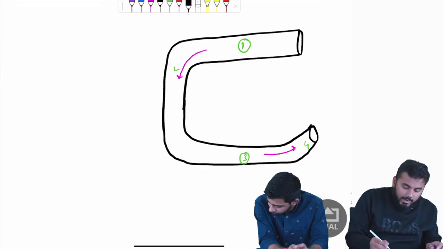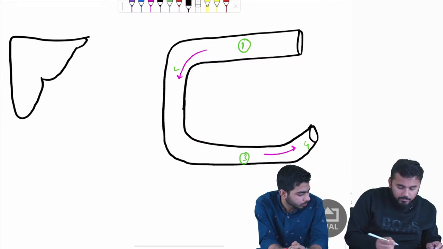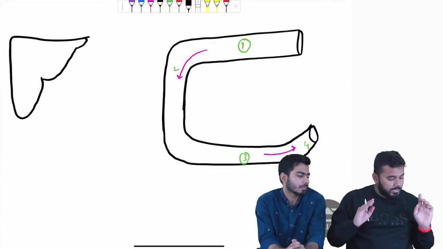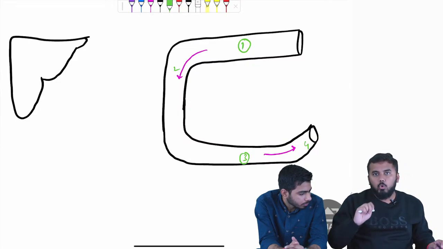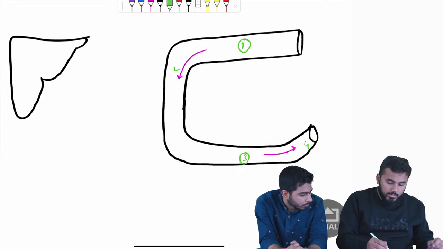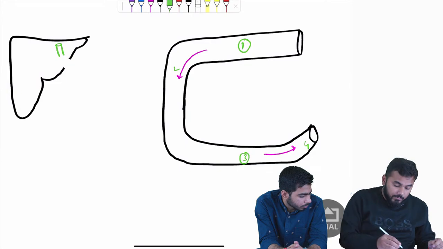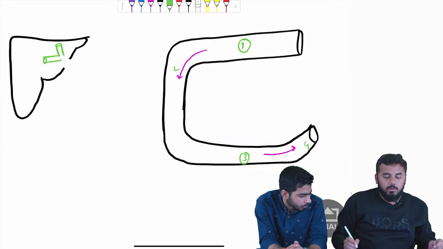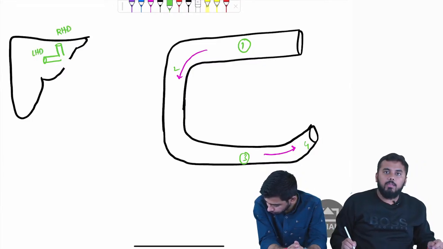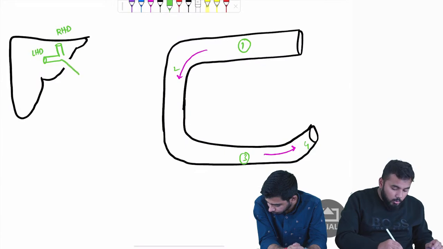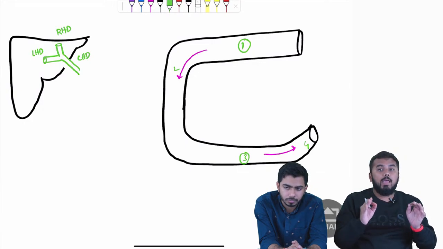Okay. Now on the other hand, let me put up the liver over here. All of you concentrate here. Within the liver, we have two important ducts. What are these two important ducts? This is called the right hepatic duct. We also have the left hepatic duct. Right and left hepatic duct, together they form the common hepatic duct. What do they form? Common hepatic duct.